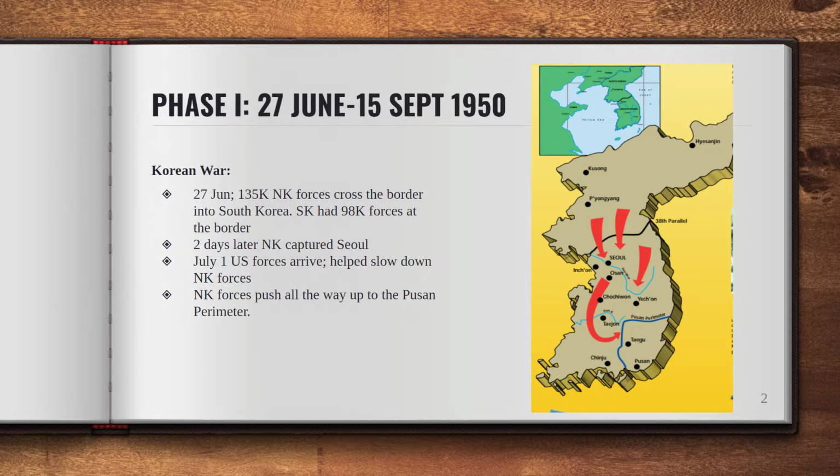Seoul. And on July 1st, the US forces arrived and they helped slow down the North Korean forces. But they were all caught by surprise since they got pushed all the way down to the Busan perimeter. And you can see on the map here how far they pushed. So they took Seoul, Icheon, Osan, all the way up until the Busan perimeter.